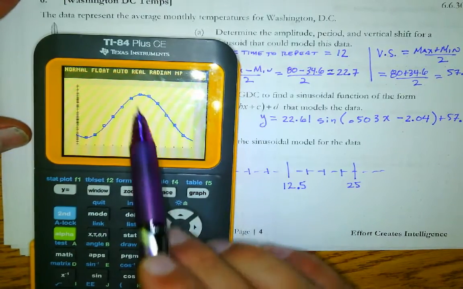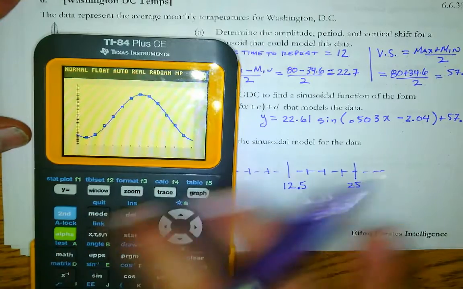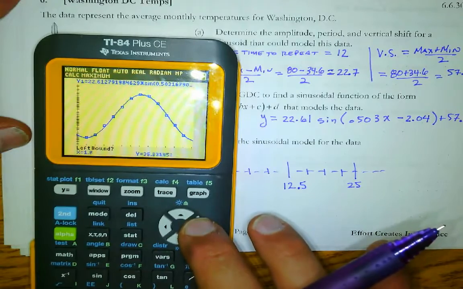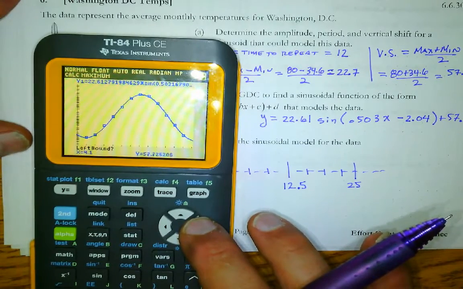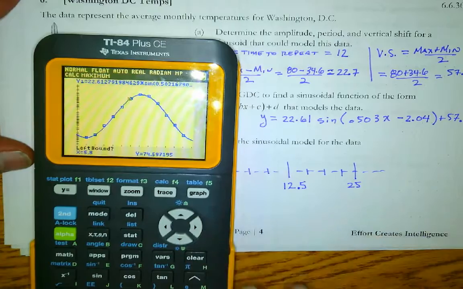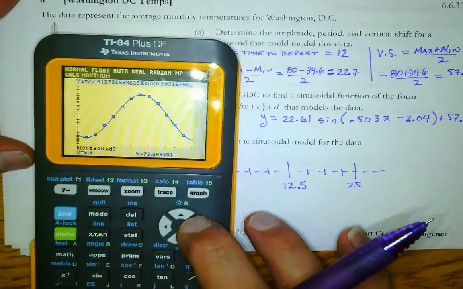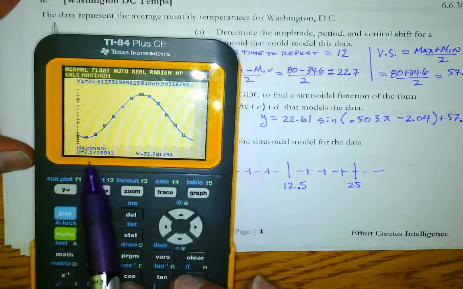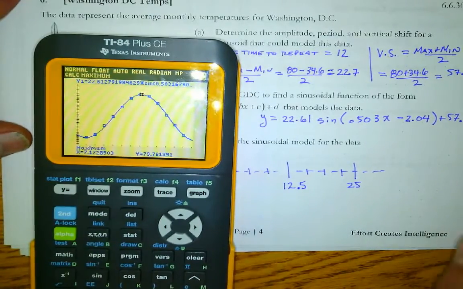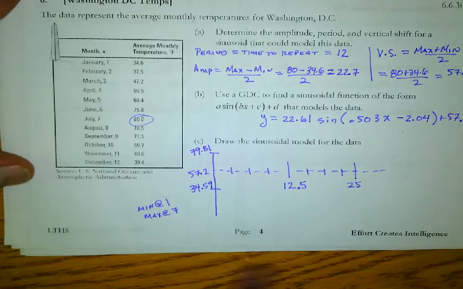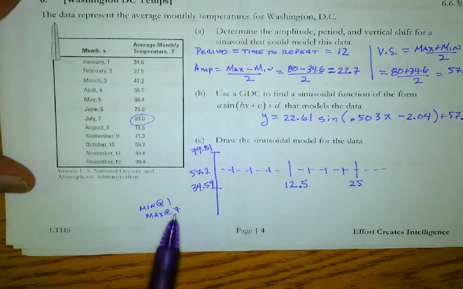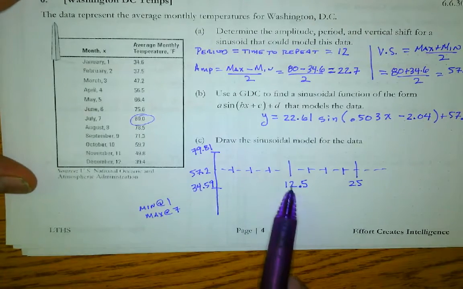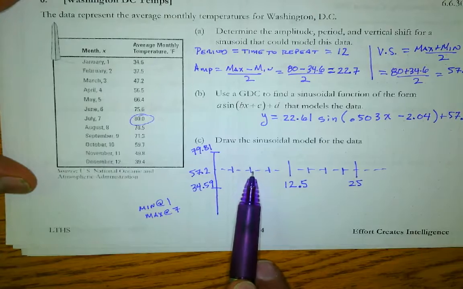And our maximum, second, calculate, maximum, right, we can go over towards where the maximum is, be to the left of the maximum, press enter, go to the right of the maximum, press enter a third time, and our maximum is at about 7. Okay, so our minimum should be at about 1, our maximum should be at about 7, right? If this is about 12, then this is about 6.